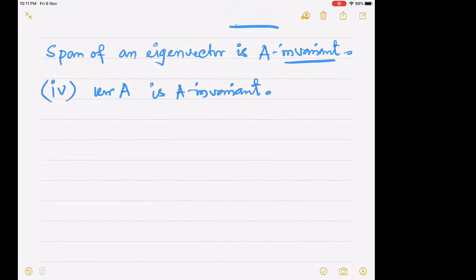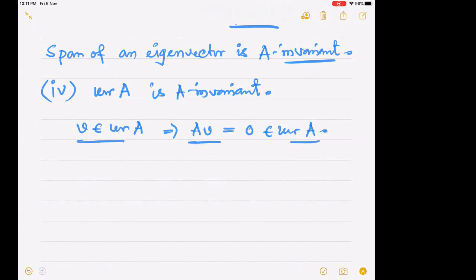Suppose v belongs to the kernel of A. This implies Av is equal to 0, right? Which also is in the kernel of A, of course. Yeah, the 0 vector is always there in the kernel of A. Therefore, if v is in the kernel of A, Av is also in the kernel of A. Therefore, the kernel of A satisfies this definition. But then there is more to it than just this.